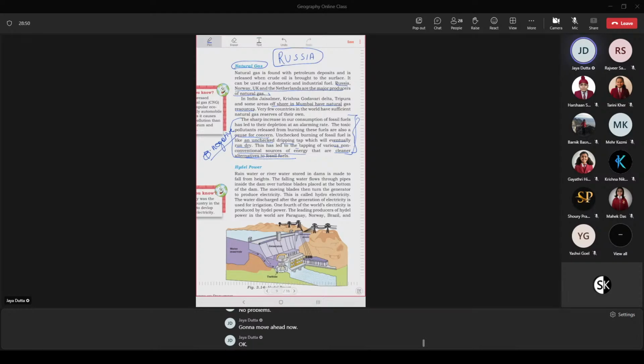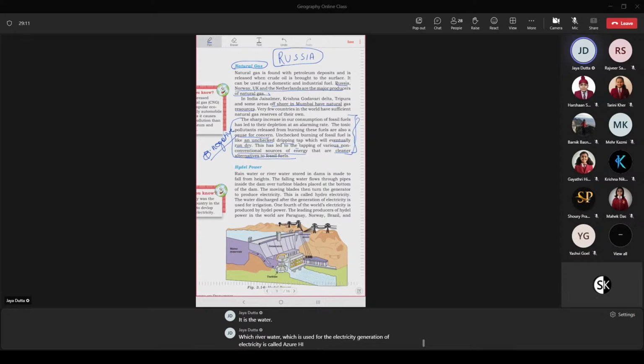Hydel power, we say, is made from rainwater or water stored in a dam, using the height. If you go to Uttarakhand, to Badrinath or Joshimath, you will see recent construction of dams in that area. So what is hydel power? It is the river water which is used for the generation of electricity, called hydel power.